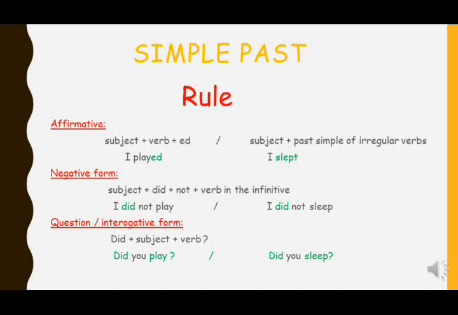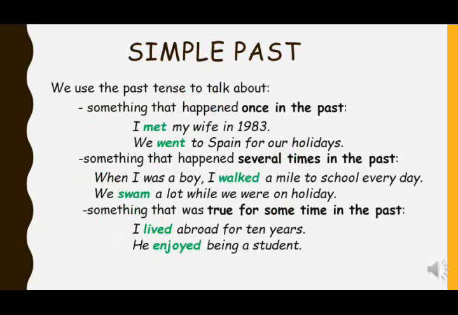Now let's go to the use of the simple past tense. We use the past tense to talk about actions that happened in the past. It's easy. Something happened in the past, we use the simple past. We use it first for something that happened one day in the past. For example, we went to Spain for our holidays.